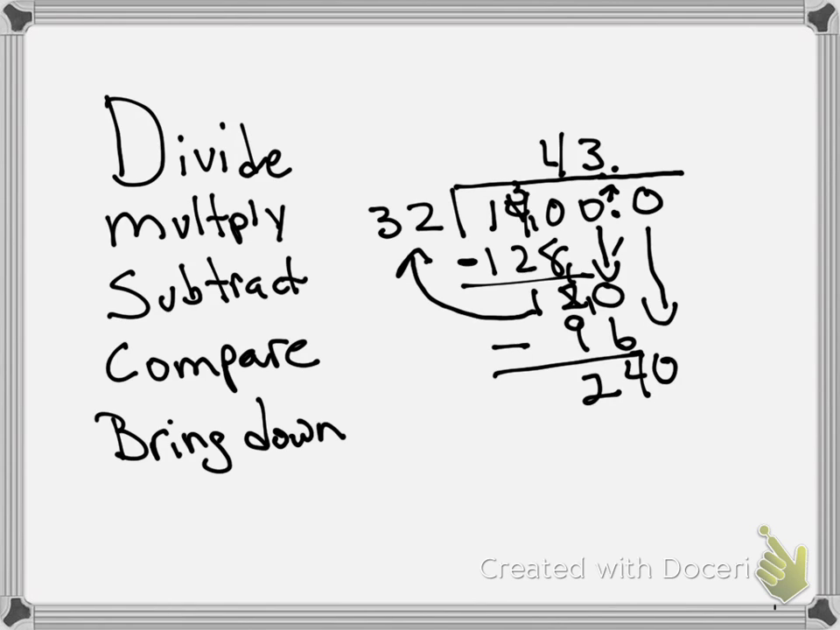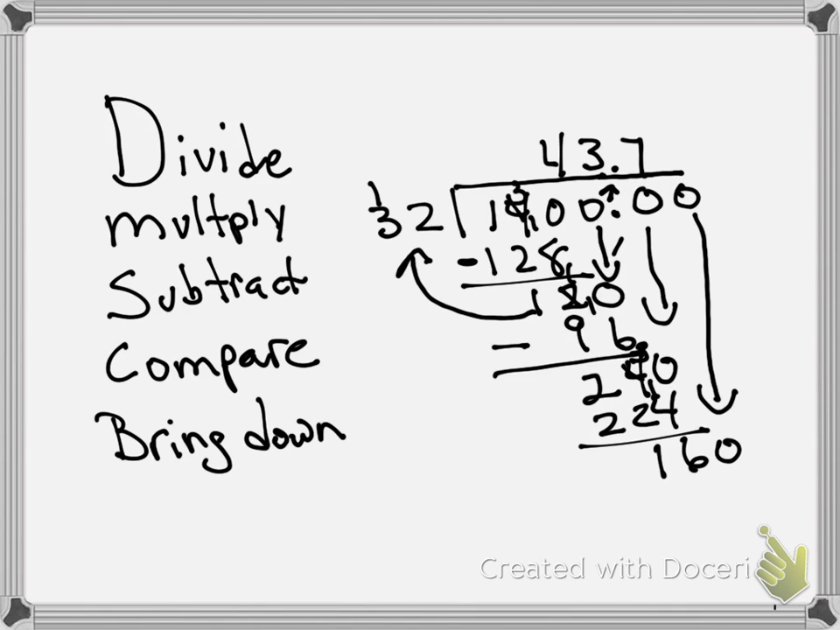32 will go into 240 7 times. 7 times 2 is 14. Carry the 1, 21, 22. 10 minus 4 is 6. 3 minus 2 is 1. I need to add another 0. I'm going to bring it down. 32 will go into 160 5 times. 5 times 2 is 10. Carry the 1. 15, 16. And we are finished.